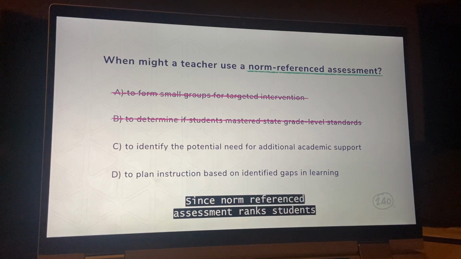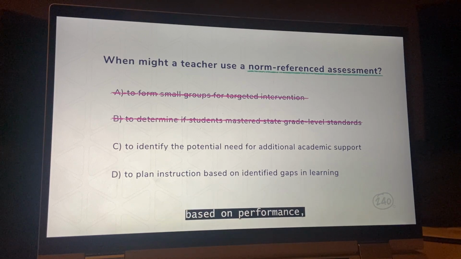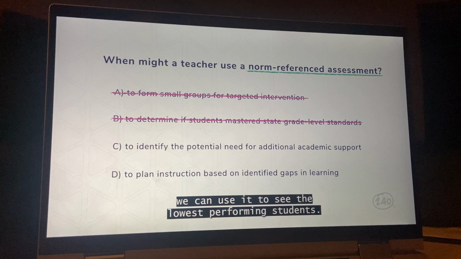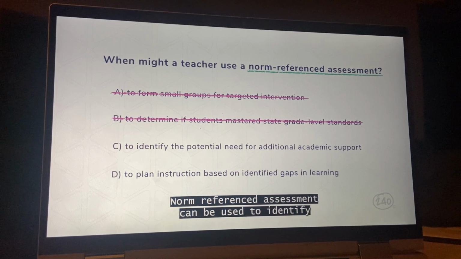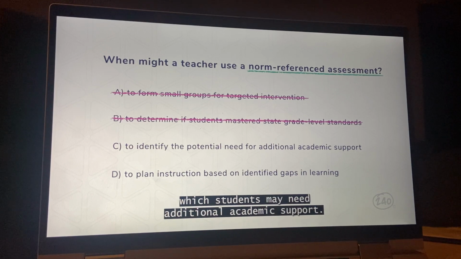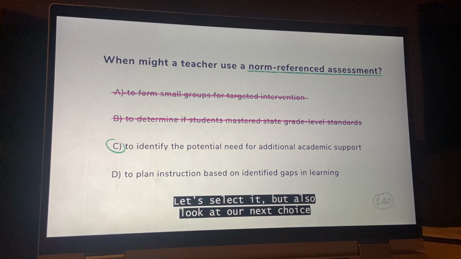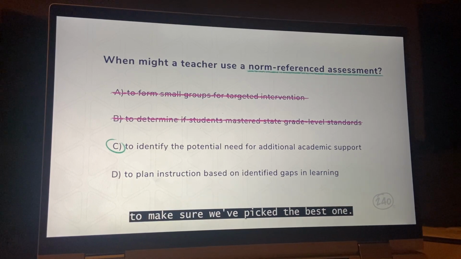Since norm-referenced assessment ranks students based on performance, we can use it to see the lowest performing students. We don't know what they're struggling with, but we do know they're performing below their peers. Norm-referenced assessment can be used to identify which students may need additional academic support. Let's select it, but also look at our next choice to make sure we've picked the best one.